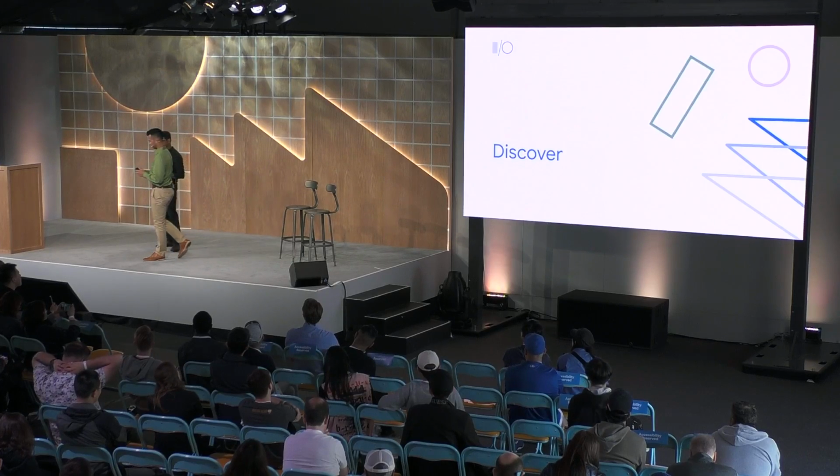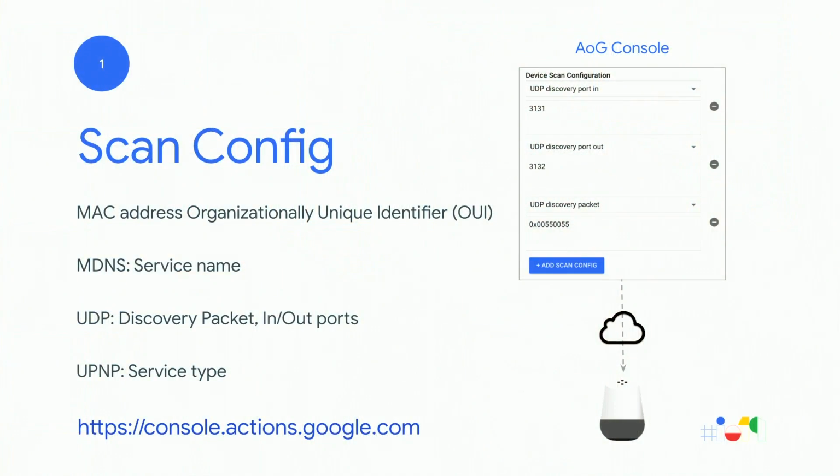Let's go into the details of what the Discover flow looks like. We've talked a lot about the Actions on Google Console, so what does it look like? In a few days, you'll be able to see this new UI, which allows you to update how we find your devices in the user's local network. In this particular example, we've added the ability to upload the UDP broadcast packet along with the input and output ports required for UDP broadcast.